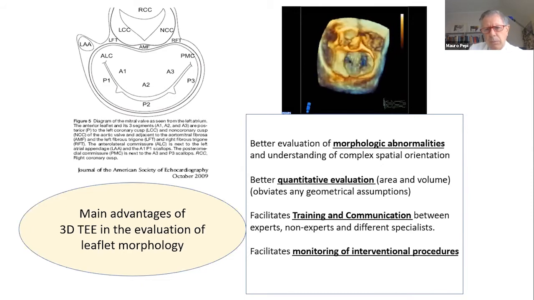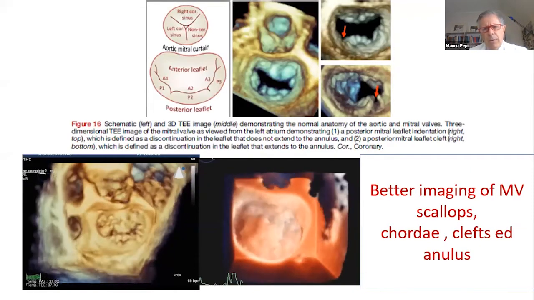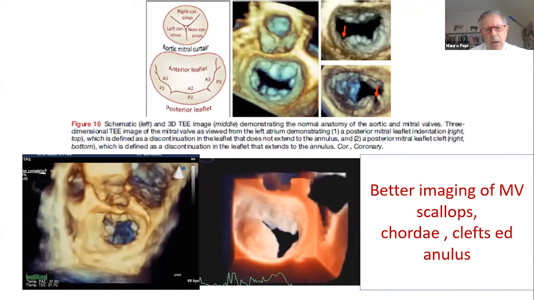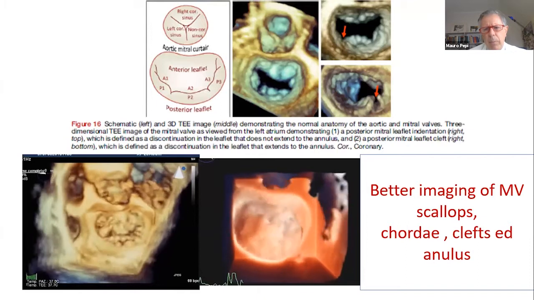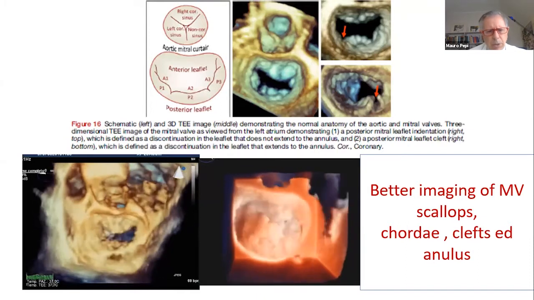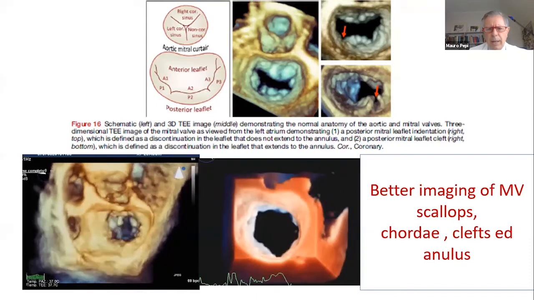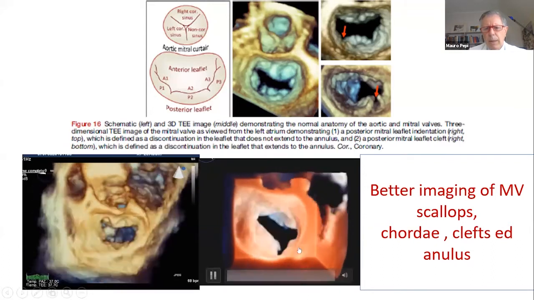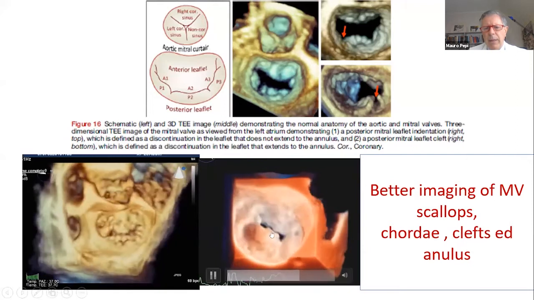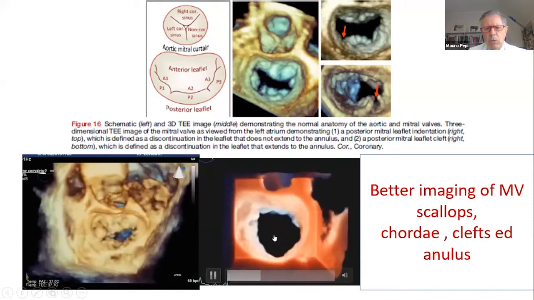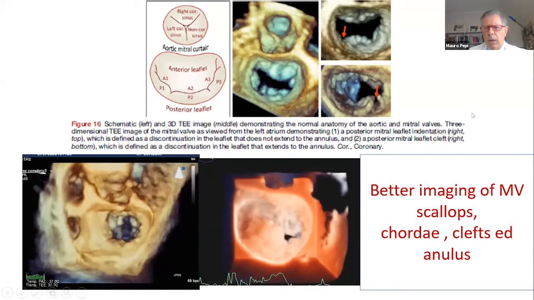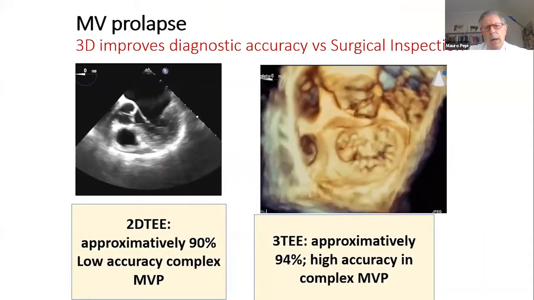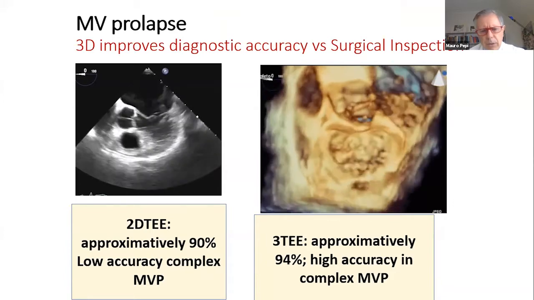The main advantages of 3D TE are certainly morphological abnormalities, quantitative evaluation, training and communication, and monitoring of intervention procedures. We have already seen extraordinary imaging from Franco, and we know that nowadays we have better imaging of the scallops, chordae, cleft, and anatomy. And this is a P1 prolapse. This is a flail. This is a P2, large P2 with this large cleft from P2, P3.